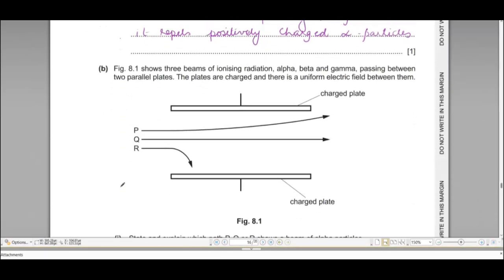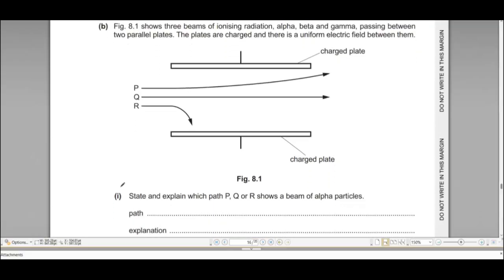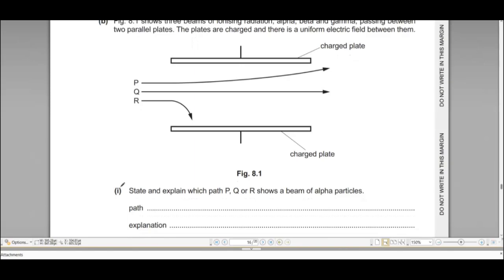Figure 8.1 shows 3 beams of ionizing radiations, alpha, beta, and gamma, passing between 2 parallel plates. The plates are charged and there is a uniform electric field between them. State and explain which path P, Q, and R shows a beam of alpha particles. Okay. Q basically is gamma rays, because gamma rays are the ones that pass undeflected through electric as well as magnetic field. Okay, so R are going to be beta particles, since they are very light and fast moving, so they get deflected very easily.